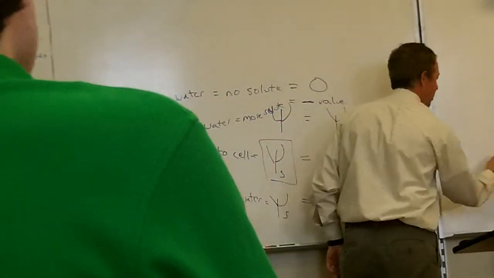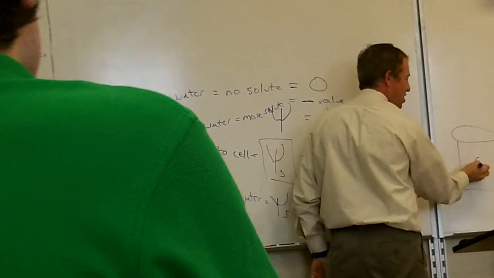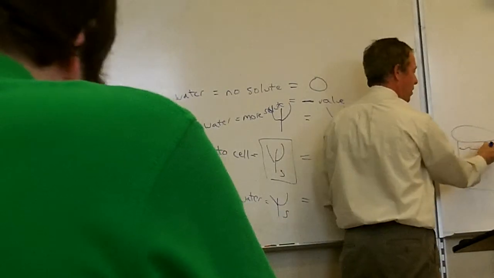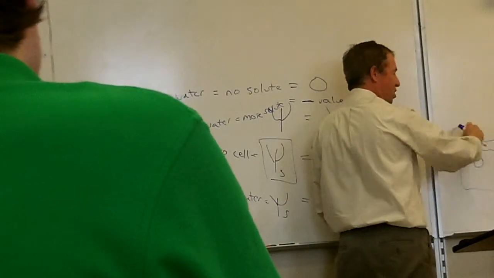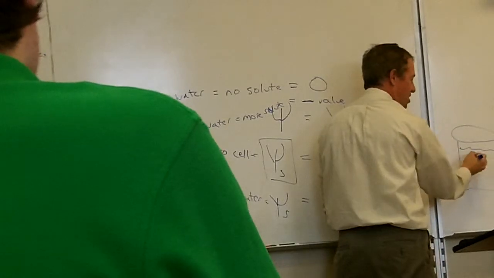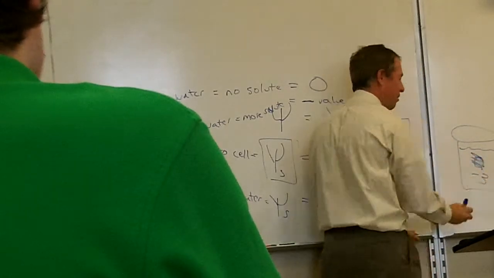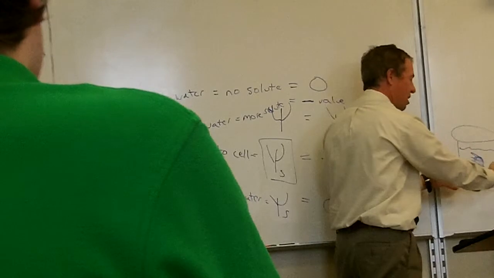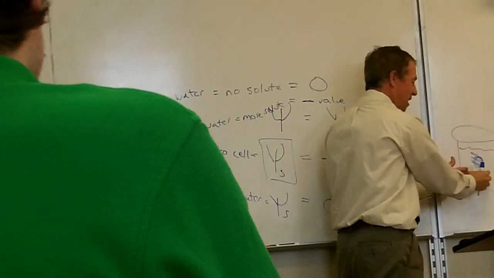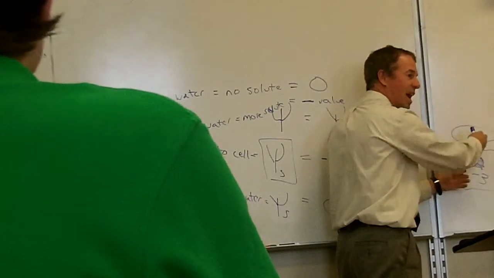Here's my pitcher right here. It has 0 water potential. It's pure water. I pour salt or sugar in there. When it dissolves, all of a sudden it's not 0 anymore. It's -3. The water's there, the sugar's there, but now this has a -3 water potential because we added solute.